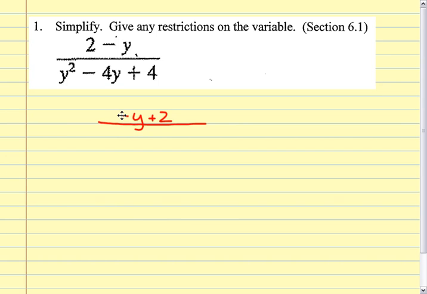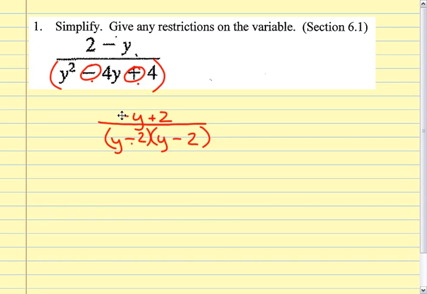Now, in the denominator, I'm going to factor this thing, and it looks pretty nice. It looks like there's nothing in front of the y squared, so I'm just going to do y, y. And since this is negative and this is positive, I know that both of these have to be negative. Okay? And if I get y minus 2 and y minus 2, these things multiply to give me positive 4, and they add to give me negative 4. Okay? All right, so far, so good.